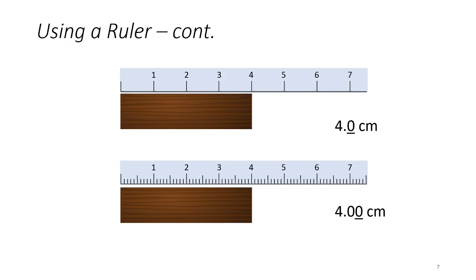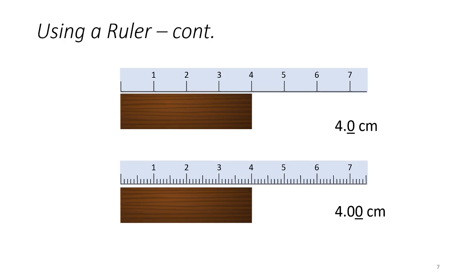For the second ruler, we know that the wood measures between 4.0 and 4.1 due to the markings on the ruler. Our known digits are 4.0, and our estimate is that it's right on that 4.0 line. So it is 0 away. So our measurement would be recorded as 4.00 centimeters.